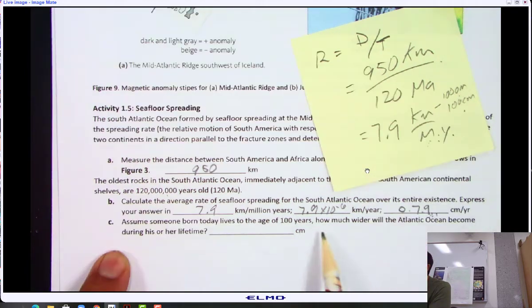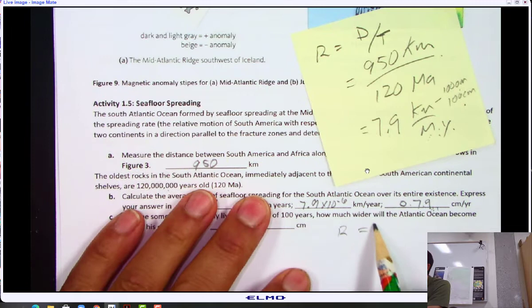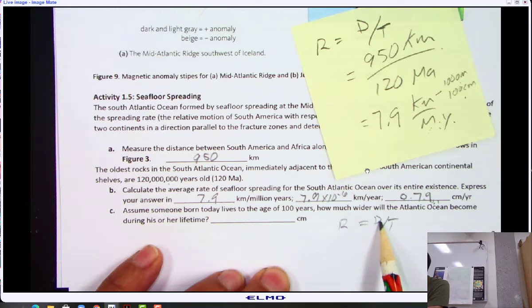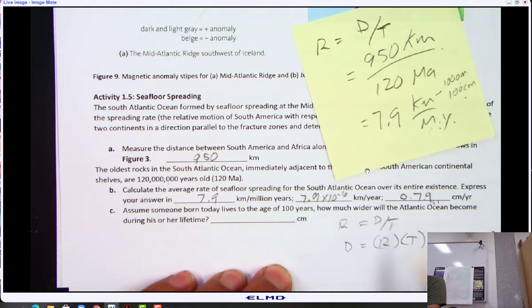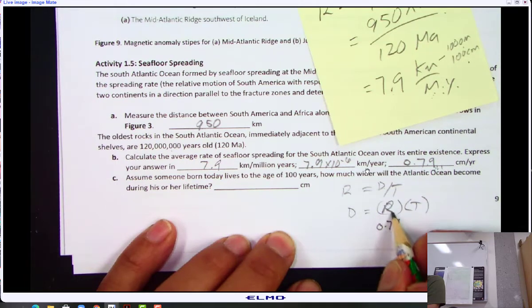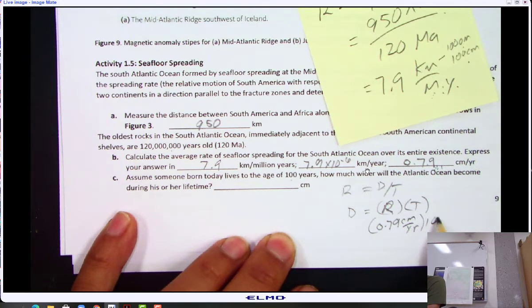How much wider, right? So remember, if rate is distance over time, then distance is going to be rate times time, right? And so in this case, we know it's moving at 0.79. That's a rate, right? Centimeters per year, and the time, it says, is 100 years. So the years are going to cancel out. We'll get centimeters, because that's what we want. We want the distance in centimeters.